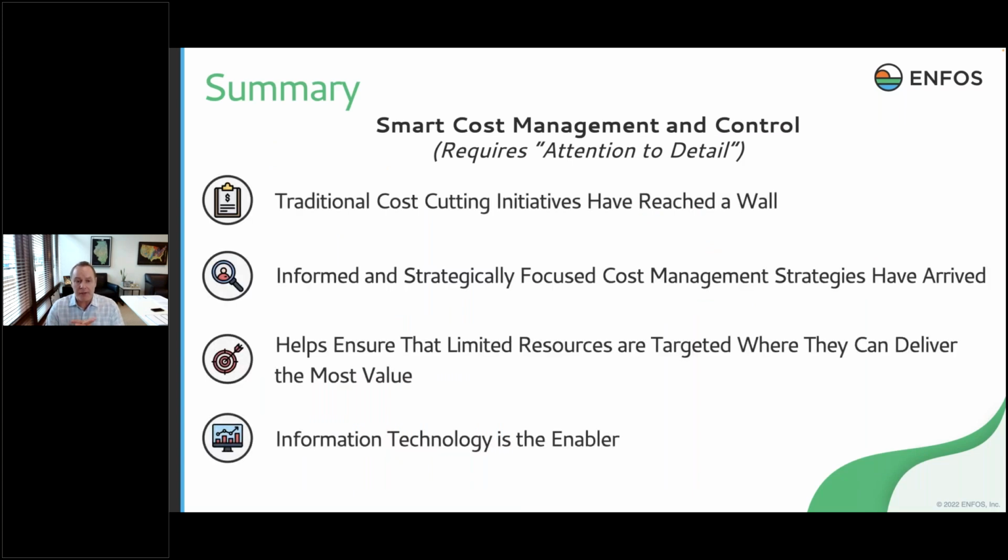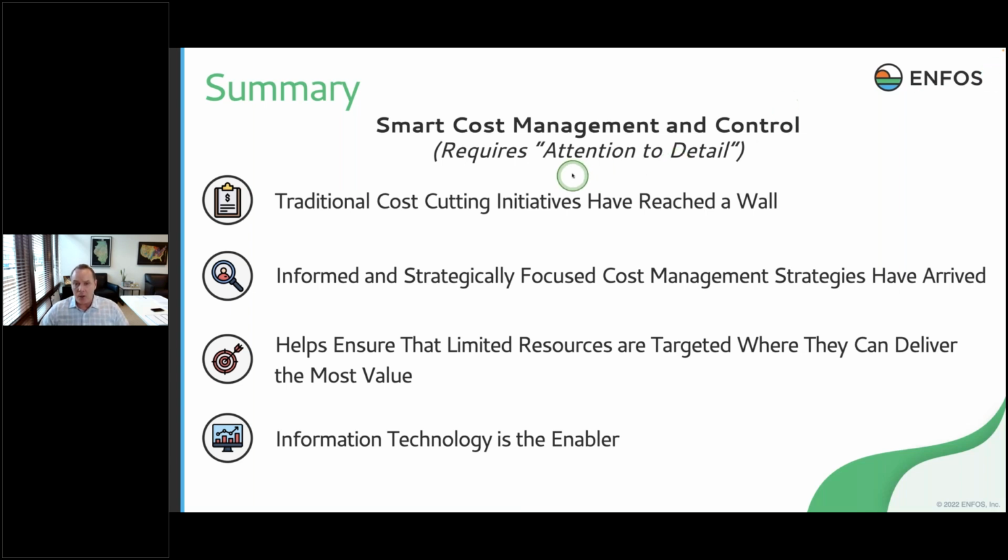All right, in summary, I just have a few points here. The traditional cost-cutting initiatives have reached a wall. It's hard to squeeze blood from a rock, right? When the squeeze has already been on for many, many years. So we have to look for new and innovative ways. So that's this informed and strategically focused cost management. We need to make sure that our limited resources are targeted where they can deliver the most value. And information technology is the enabler for this.